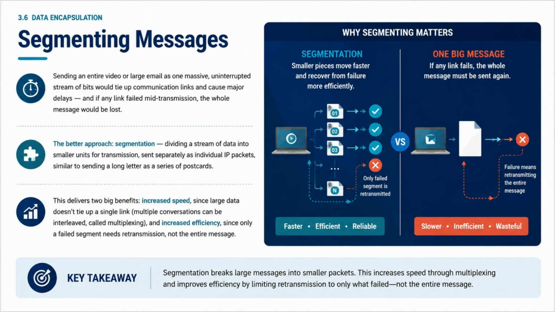Segmentation breaks a large message into smaller units instead of sending one massive stream, like sending a long letter as postcards instead of one huge parcel. 2 benefits: multiplexing, multiple conversations interleave on one link, increasing speed and efficiency. Only a failed piece needs resending, not the whole message.